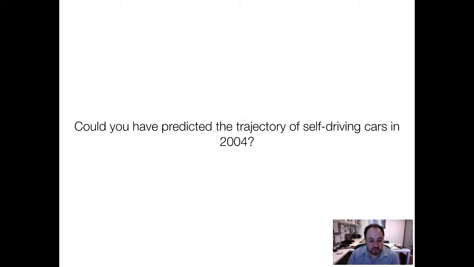That was 2004. So could you have predicted that in just 13 years we would actually have at least semi-self-driving cars on the road? I think that would be quite a stretch.